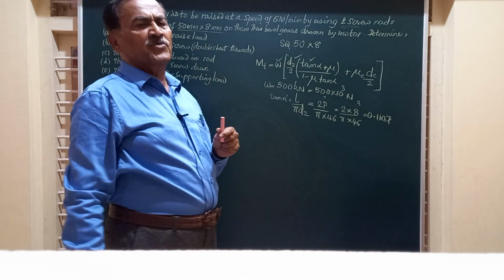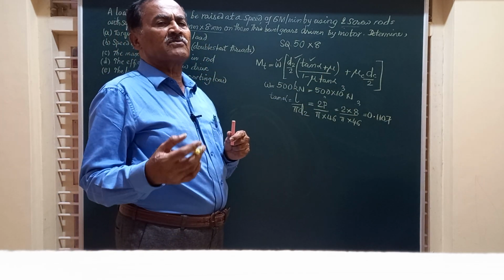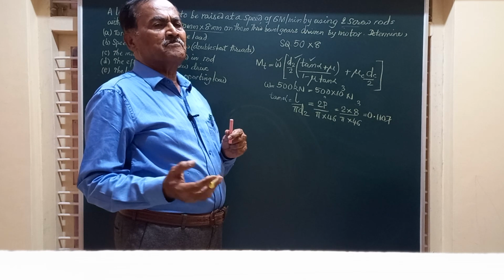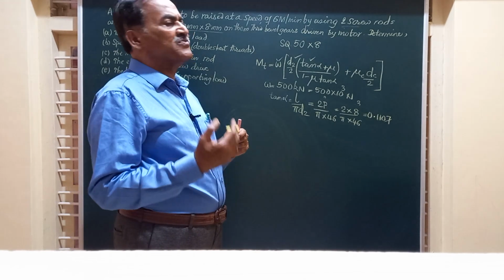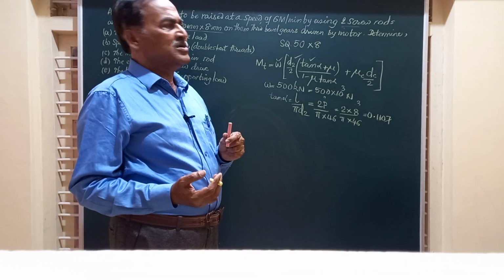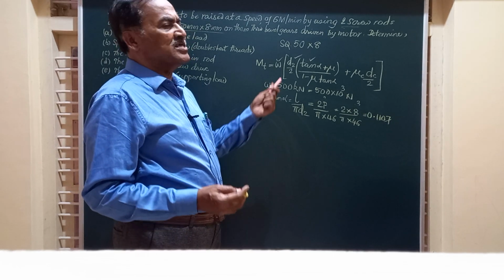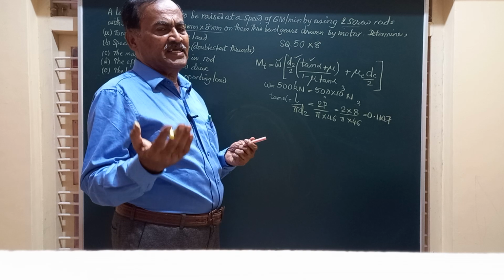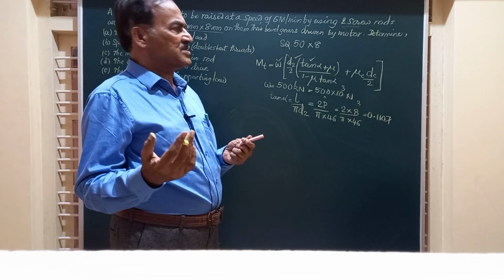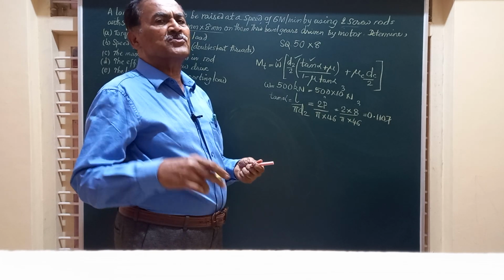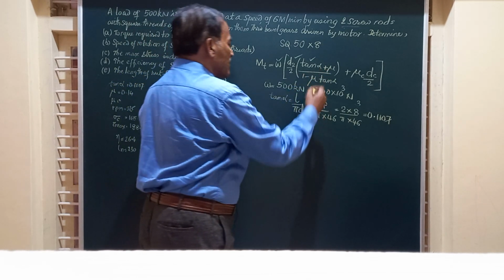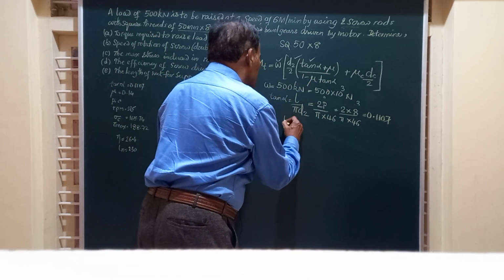And next comes mu. Mu is the coefficient of friction between the screw rod and the nut. If you refer to the data handbook, for a screw rod made of steel and a nut made of bronze, you have to take the starting coefficient of friction, and using heavy machine oil, it has a value of 0.147.